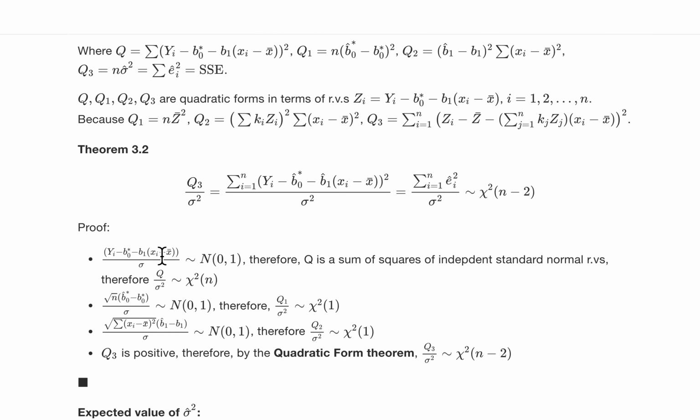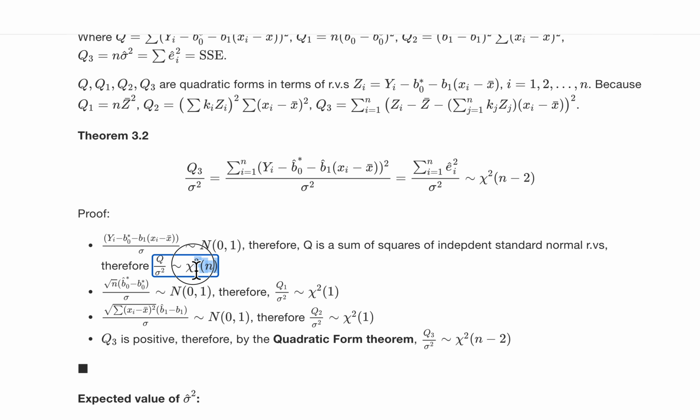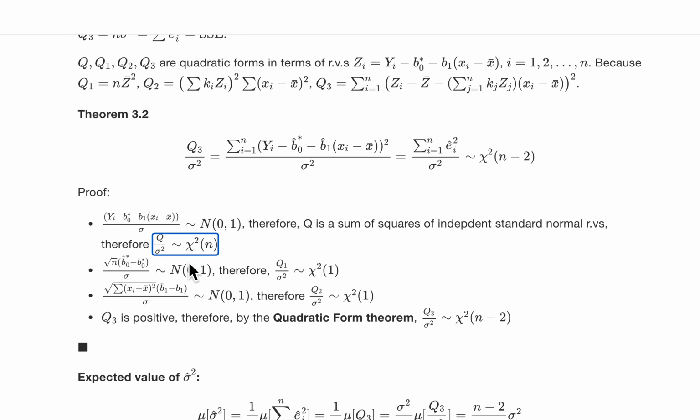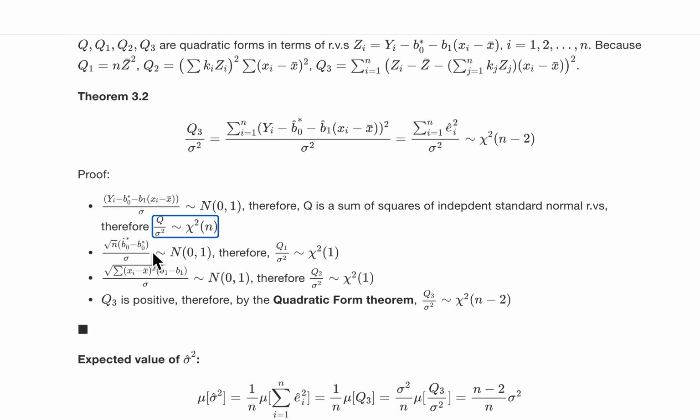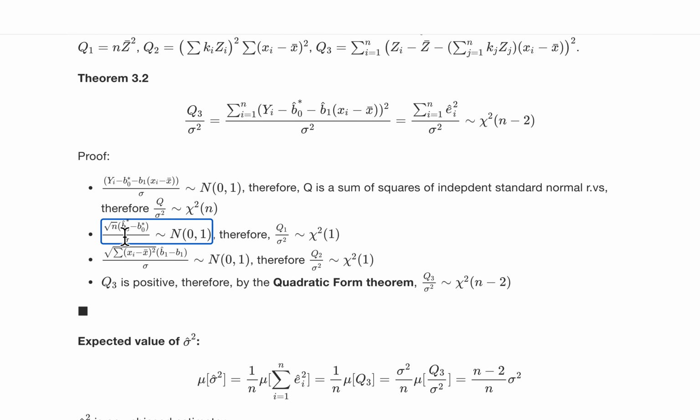And because they're all independent, the sum of those terms becomes a chi-square of n degrees of freedom. So Q divided by sigma squared is a chi-square with n degrees of freedom. And we have also proved in a previous theorem that b0 star hat is a normal distribution with mean b0 star and variance of sigma squared divided by n. So if we subtract the mean and divide by the standard deviation, it becomes a standard normal. Squared, it becomes a chi-square of 1 degree of freedom.